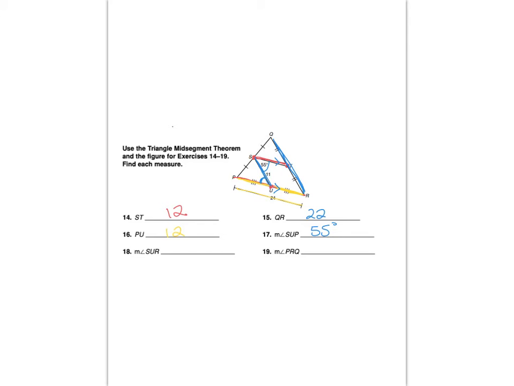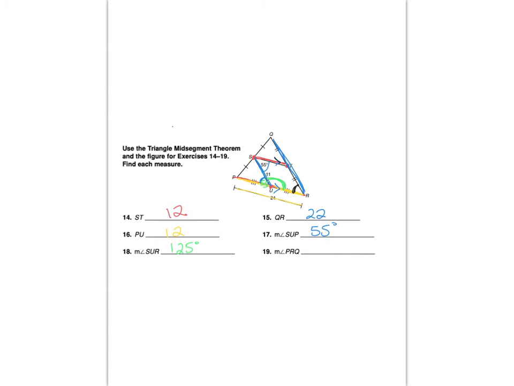SUR, okay, so that is going to be this SUR, and we know that if this is 55 from before, SUR is going to be a linear pair with that, which is 125. And the last one, what is angle PRQ? Okay, so that's this angle right here. Oh, that's an interesting problem. So you know how you do that?